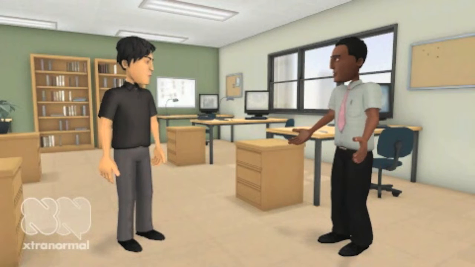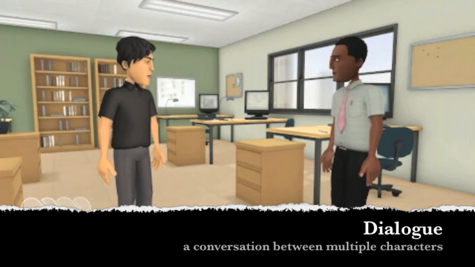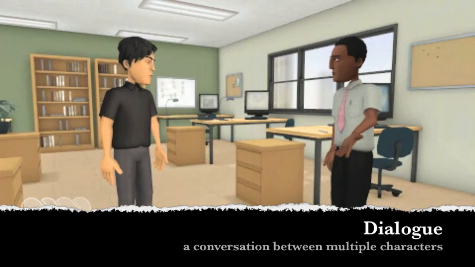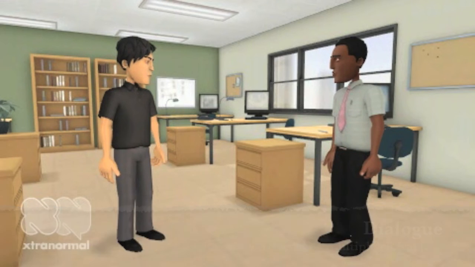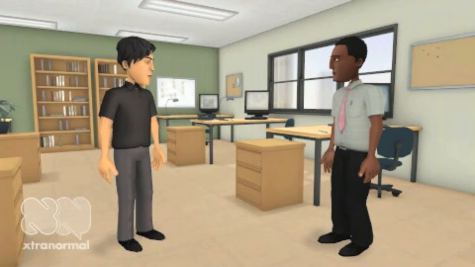Here's one you probably know already. What do you think dialogue is? Isn't that like when people are talking to each other, like a conversation? Correct. So if that's a dialogue, what do you think a monologue is? I don't know that one. A monologue is when a character on stage is talking to either an imaginary person or another character who is not actually listening. That's a little weird. Yeah, you're right. But just remember, with a monologue, there's only one person talking.